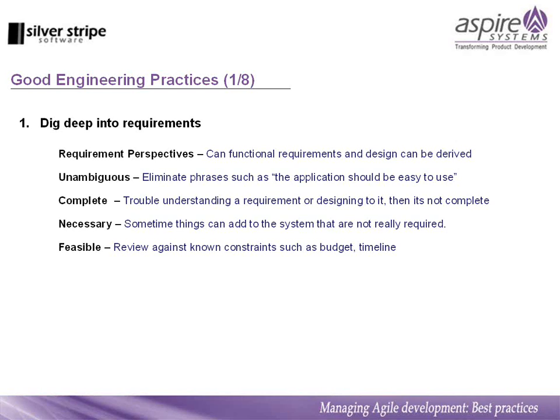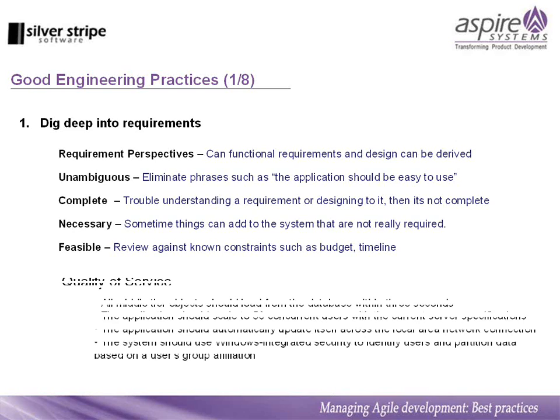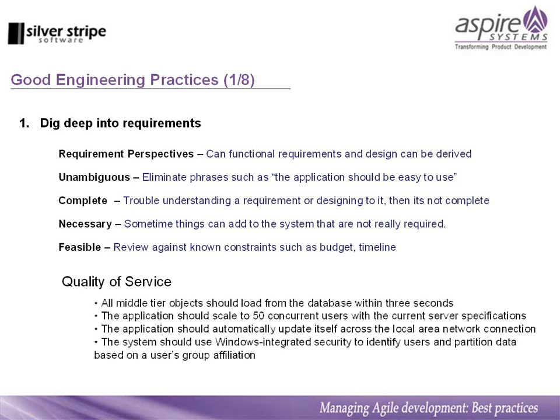From an Agile perspective, if we look at the properties of requirements, a requirement needs to be unambiguous, complete, necessary and feasible. These are the main properties. But what we would like to emphasize here is the quality of service, otherwise known as the non-functional requirements. This is going to play a critical role in the success of the product.